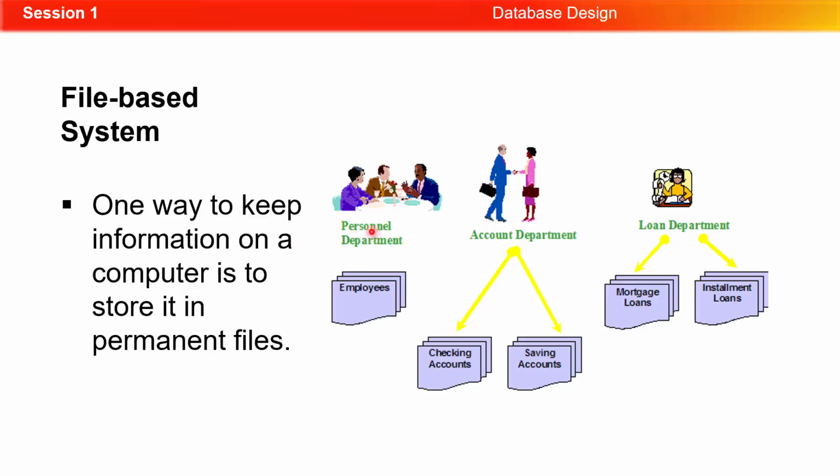With a file-based system, data was kept in files, and files are sections of memory that usually contain a mixture of ASCII and binary data. The file-based system was one way to keep information on the computer and store it in permanent files, and applications would open these files and either iterate through or directly access the data.